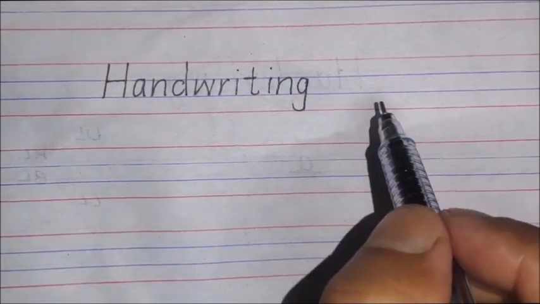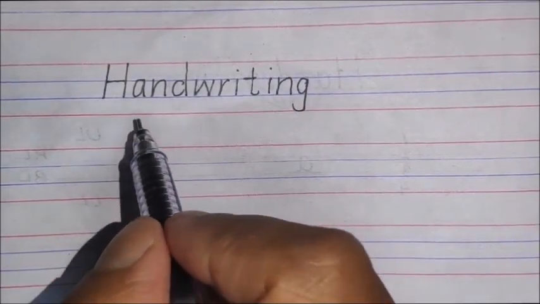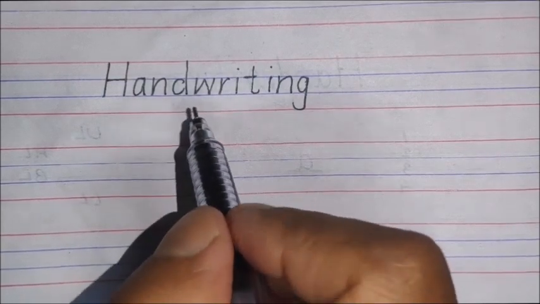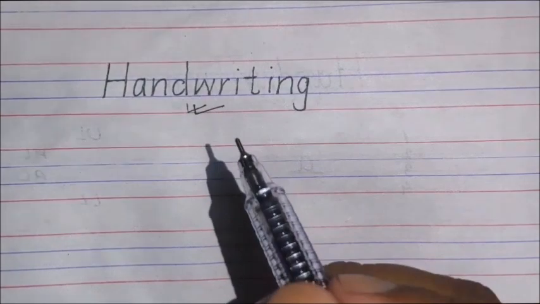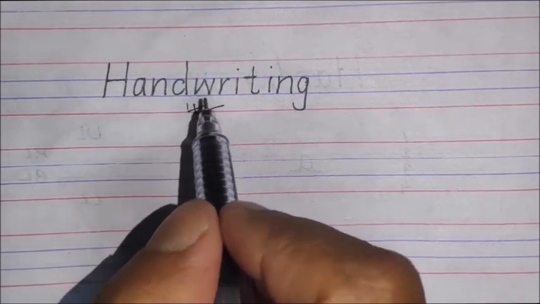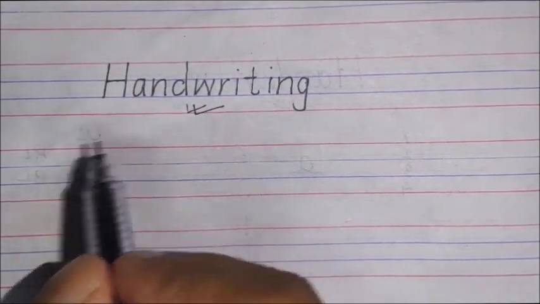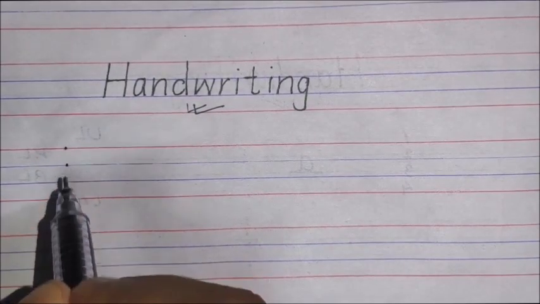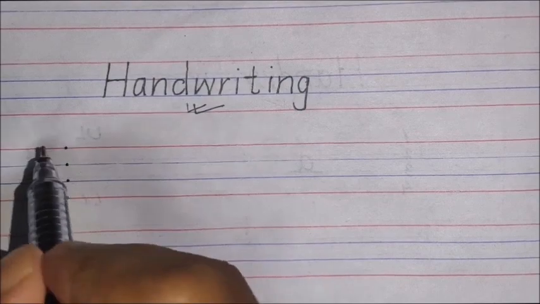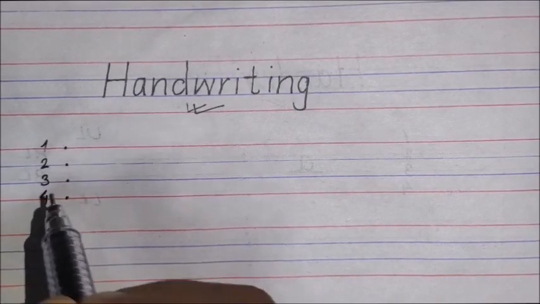One is cursive handwriting and the other is English italic handwriting. Nowadays, this kind of handwriting is widely popular. So today I am going to teach you this kind of handwriting. Before this, you have to know four lines. This 1, 2, 3, 4. Let's write in number 1, 2, 3, 4.